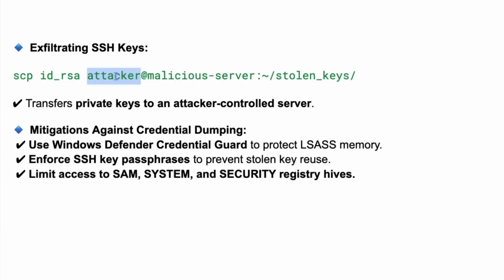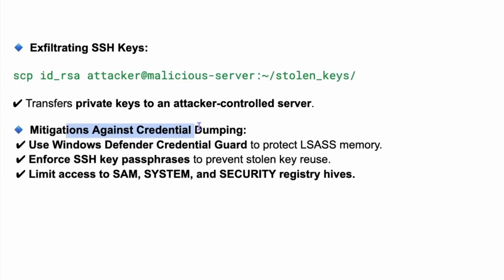This would be the username of the attacker. This would be the IP address of their server or even a domain name. And then you do a colon and then give it the path where you want to store this specific file. So it'll transfer that private key to the attacker's controlled server. And when you press enter on this, it's going to ask you for the password for this specific authentication mechanism, these credentials right here. And as long as you enter the password correctly, Secure Copy is going to transfer this file to this location. And then now you have a copy of the key, and then you can use that to secure shell and remote connect into the Linux machine.